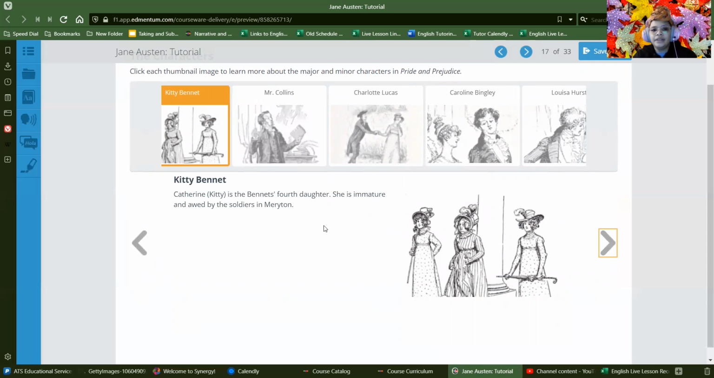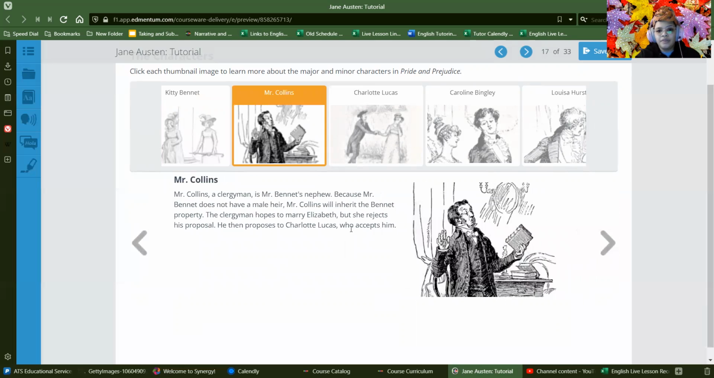We have Kitty Bennet, that's Catherine. She's the 4th daughter. She's immature and awed by the soldiers in Meryton. So they're telling you, these are the younger siblings, the 4th daughter. So they're immature. These all are girls of varying ages. So they're written to sort of be like what young people in that age bracket would be like at the time.